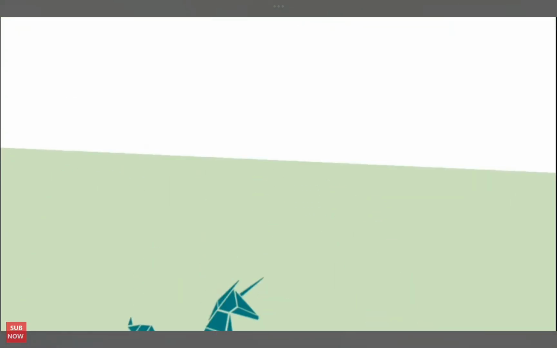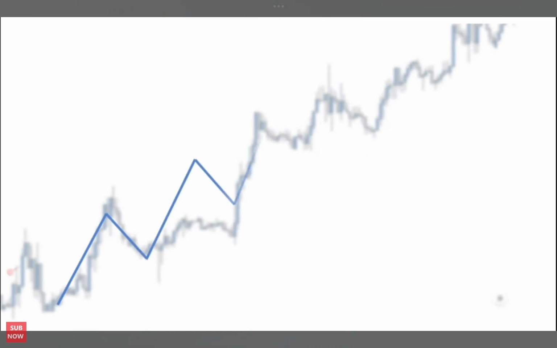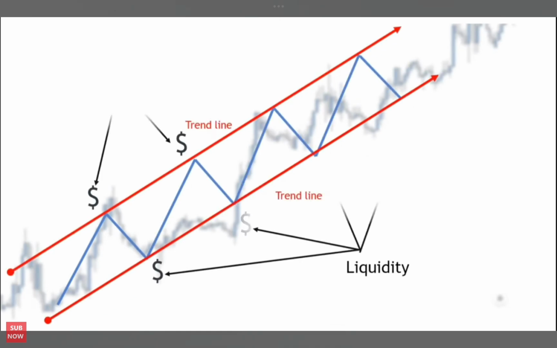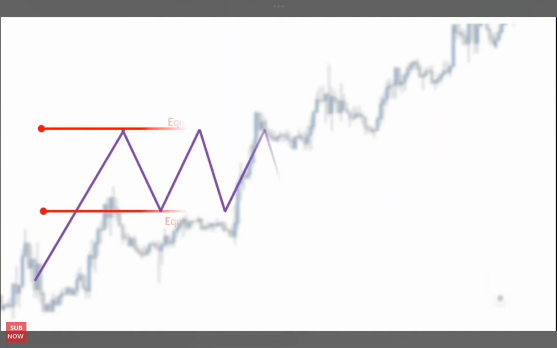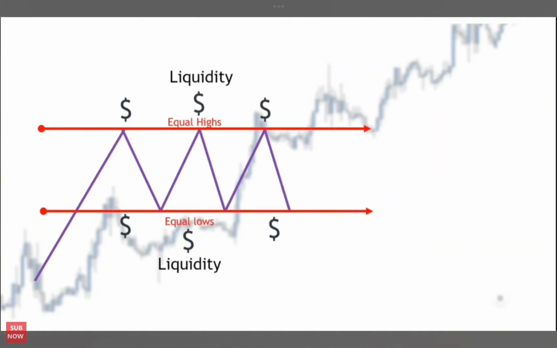And it always accumulates behind the dynamic trend line, above the equal highs, or below equal lows in the market. And the reason why the market always tends to break through these areas is to gain the liquidity that drives its movement.